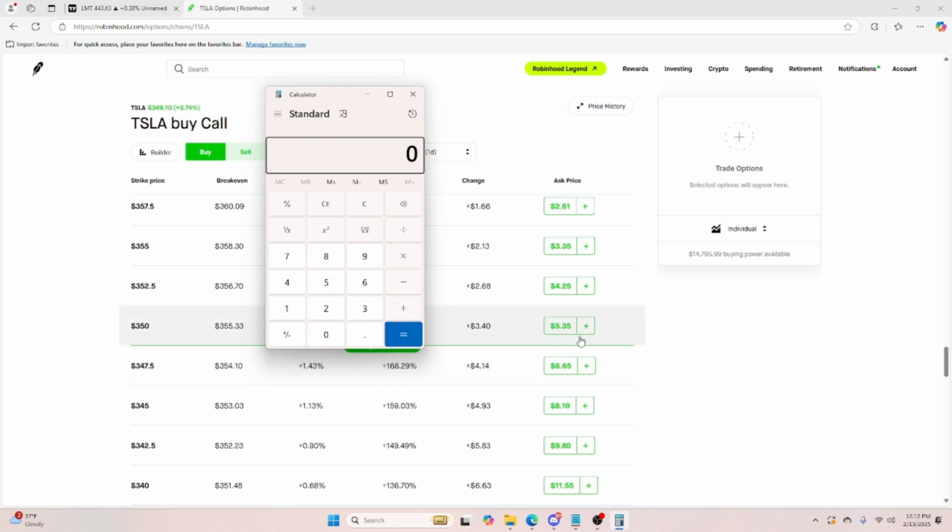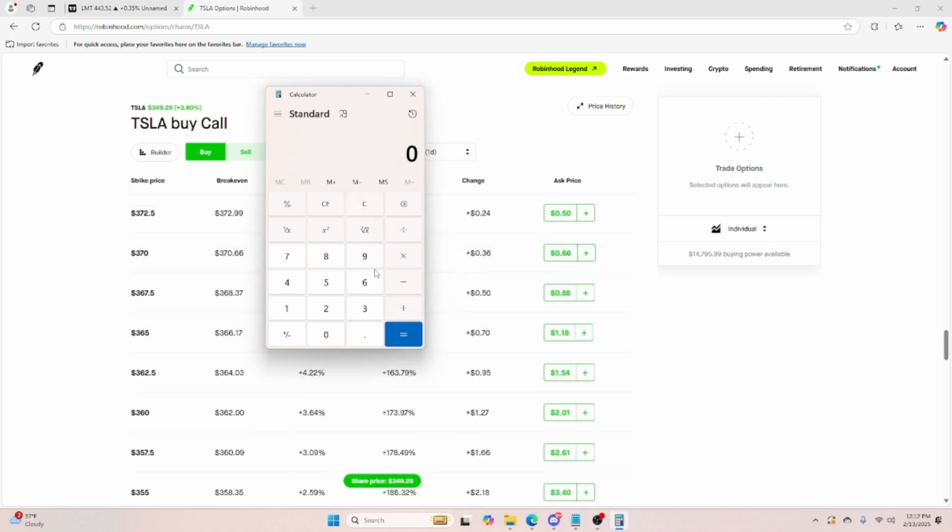So anyway, let's say we're going to buy this contract right here, with the strike price being 350 and the price being 5.40. You would just take the 5.40 and multiply it by 100, so you get $540. That's how much it would cost for you to own this particular option call. Very simple. It's not too complicated.